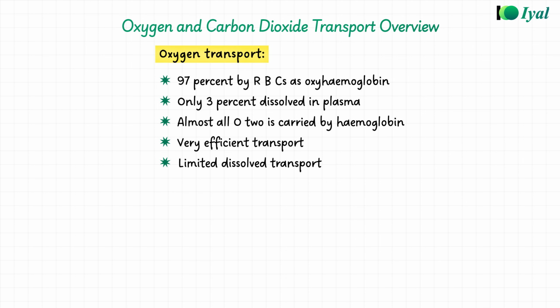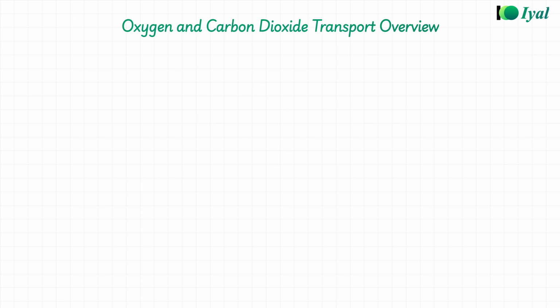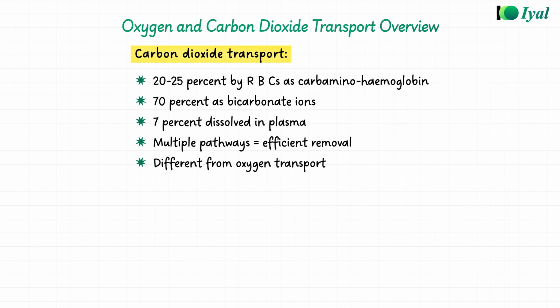97%. Very efficient. Carbon dioxide is different. It is transported by 3 different methods. 20 to 25% binds to hemoglobin as carbaminohemoglobin, meaning hemoglobin carrying carbon dioxide. 70%, the majority, is carried as bicarbonate ions, HCO3-. Very clever system because bicarbonate is water soluble and can be efficiently transported in plasma. And 7% is dissolved in plasma. So carbon dioxide uses multiple pathways. Why? Because it needs to be removed efficiently from tissues and transported to lungs for exhalation.